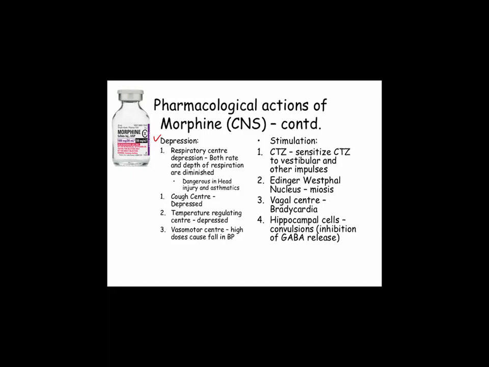Also, this medicine has stimulative effects. So this medicine may cause miosis, may cause vagal center stimulation, which leads to bradycardia, and hippocampal cell stimulation may lead to convulsions due to inhibition of GABA release. And I hope you remember that GABA is the major inhibitory neurotransmitter. So when we reduce the release of inhibitory neurotransmitter, it leads to excitation.